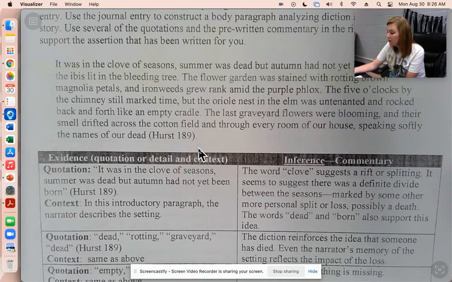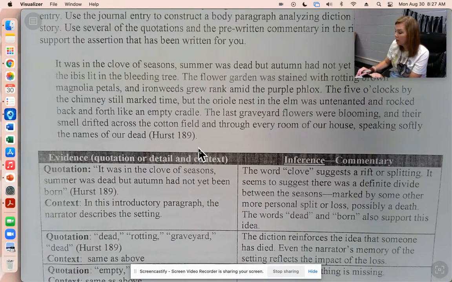Okay, so here's the paragraph that they used it from. It was in the clove of seasons. Summer was dead, but autumn had not yet been born, that the ibis lit in the bleeding tree. The flower garden was stained with rotting brown magnolia petals, and ironweeds grew rank amid the purple phlox. The 5 o'clocks by the chimney still marked time, but the oriole nest in the elm was untenanted and rocked back and forth like an empty cradle. The last graveyard flowers were blooming, and their smell drifted across the cotton field, through every room of our house, speaking softly the names of our dead.